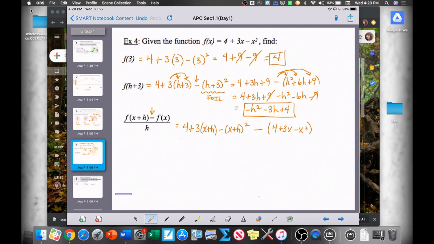Again, that's a little bear trap there. If people forget to put the parentheses around the function, then you're going to have the wrong signs for two of your terms. So please be careful with things like that. And then this whole thing is divided by h.